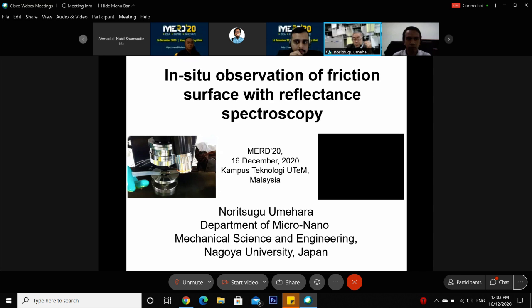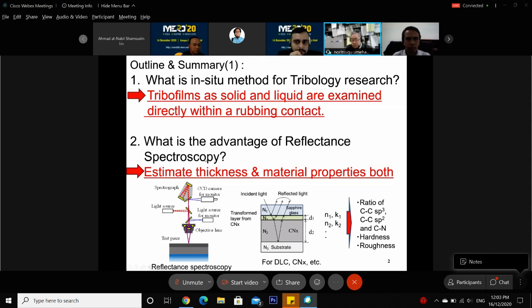At first, I want to explain what the in situ method for tribology research is. That is important because during friction, the surface could change again and again after repeated sliding. Not only the surface roughness, but also the material on the topmost layer changes. So we should do in situ observation to clarify the friction and wear mechanism perfectly.